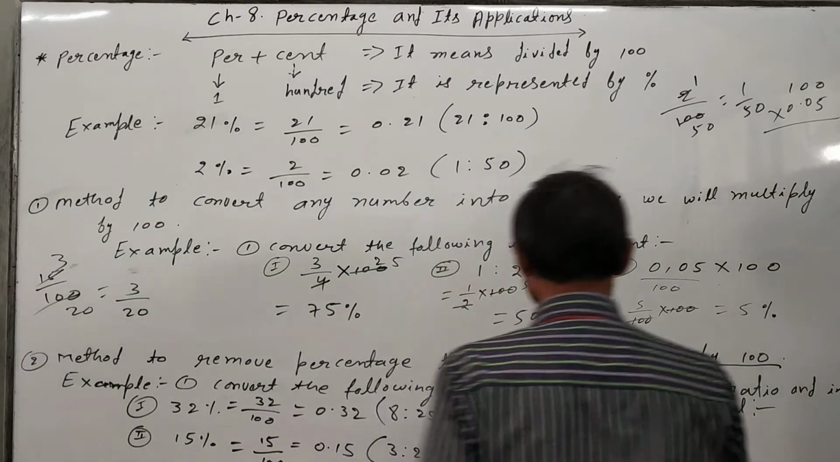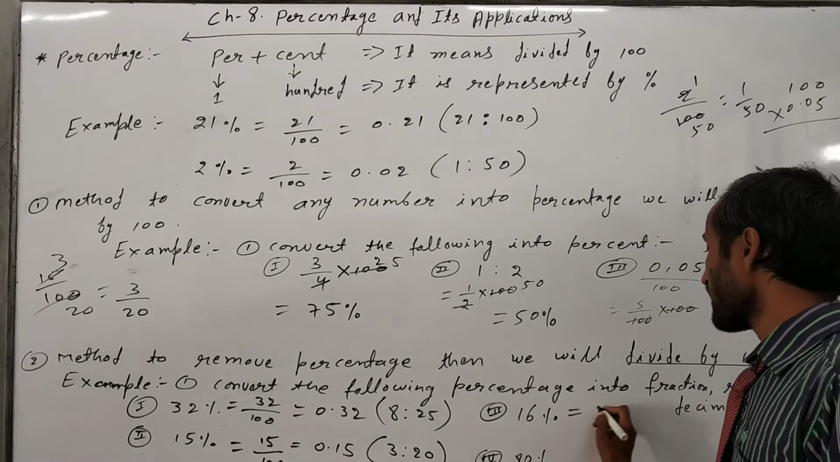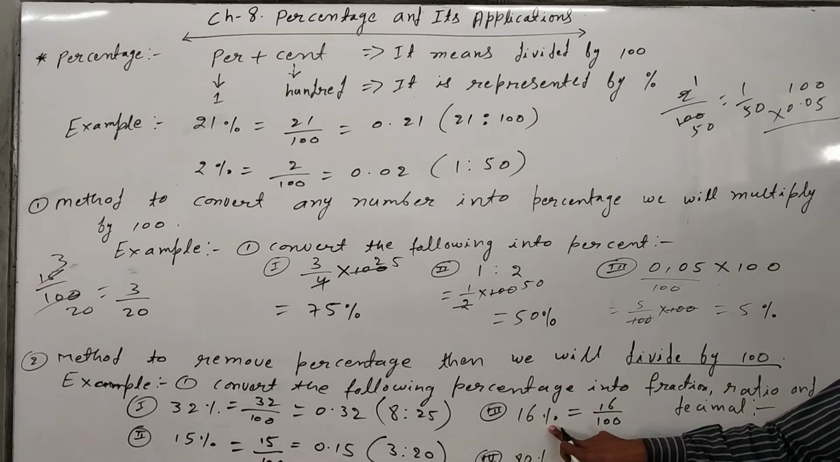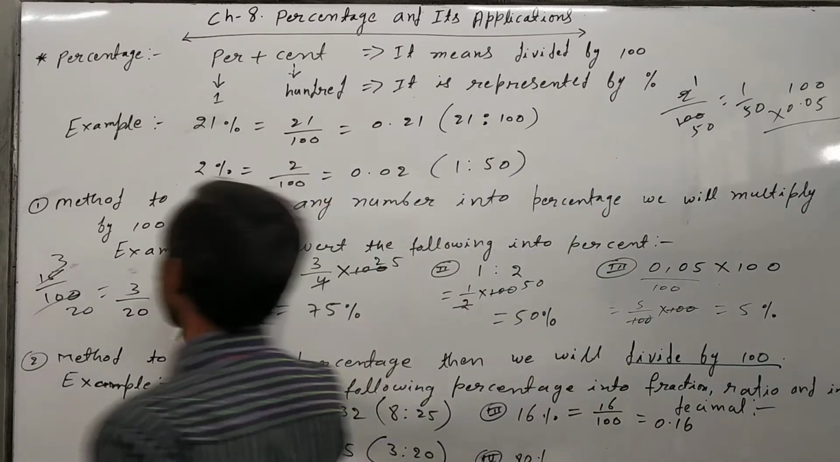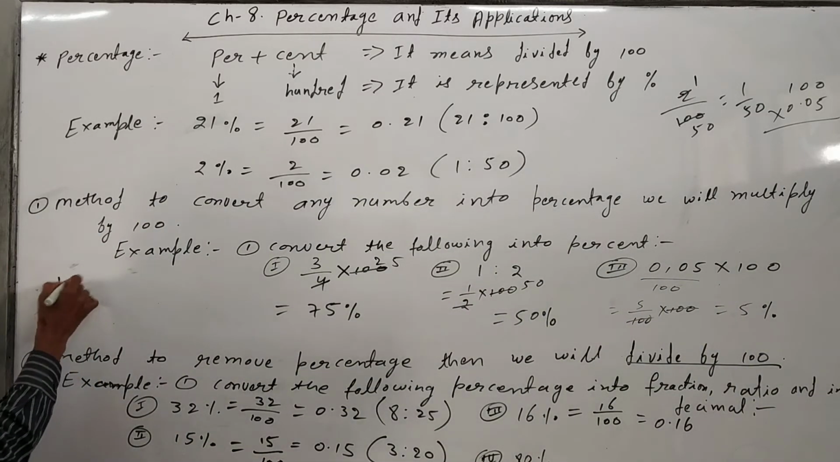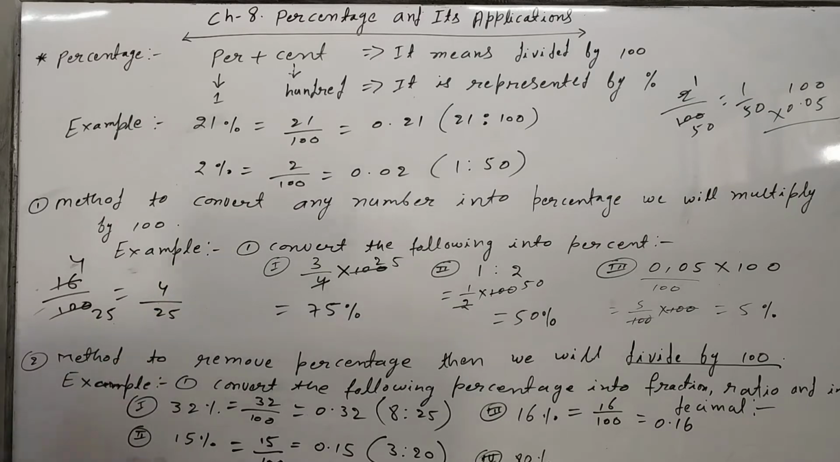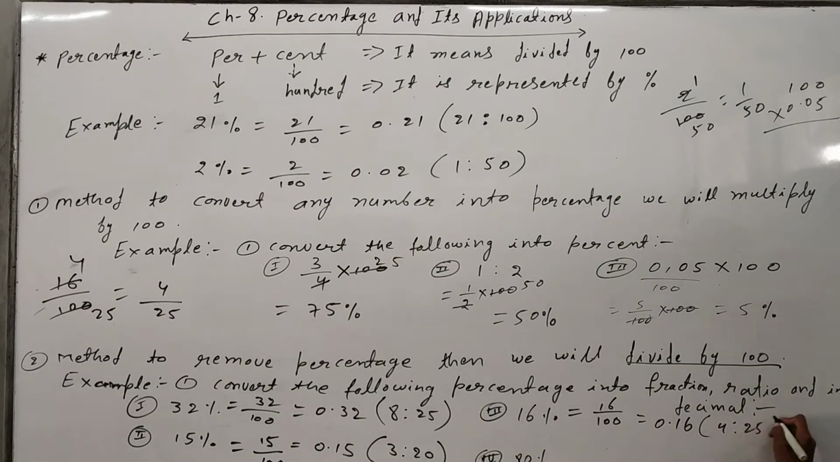Now in the third part, 16% is there. Again you have to write it as a fraction, 16 upon 100. Just remove the percentage and divide by 100. So this one is the fraction. Now you can convert into decimal, then it will come 0.16. Or you can convert into a ratio: cancel out 16 upon 100, 4 fours are 16 and 25 fours are 100. Then we write 4 upon 25, and in ratio it will come 4 is to 25.